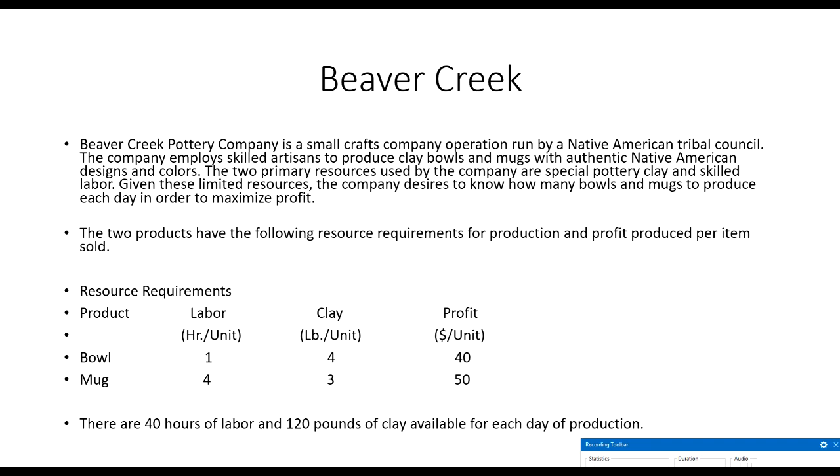Looking at this problem, we see mugs make more money. So that's probably the right choice. But mugs take more resources. So maybe bowls are the better choice. We're not clear yet. So what we're going to do is solve this problem. We're going to consider all of our production choices, and we're going to arrive at our best possible choice. That's what we're looking for. How many bowls and how many mugs? What are our best possible choices in those respects?